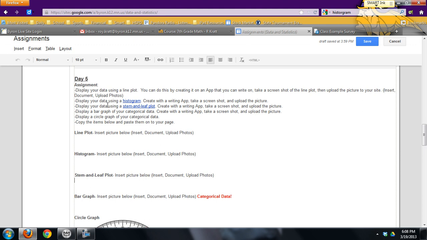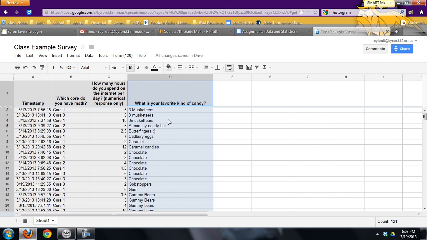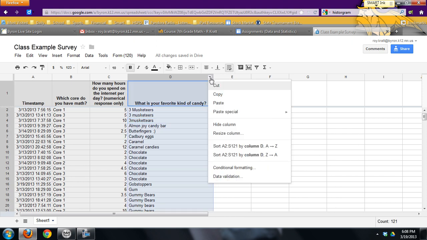You're going to do a screenshot with your iPad. I'm using Explain Everything because I'm trying to make a video here for you. You can use any other writing app that you prefer. Okay, so stem and leaf plot. Now we're working on bar graphs. Bar graphs, I want everyone to do their categorical data. So again, you're going to go here and sort your categorical data.